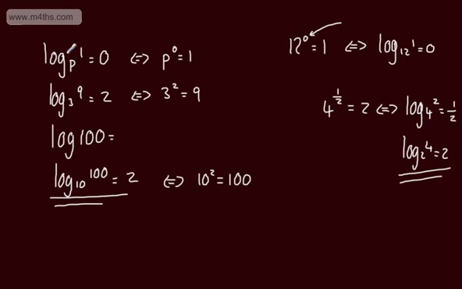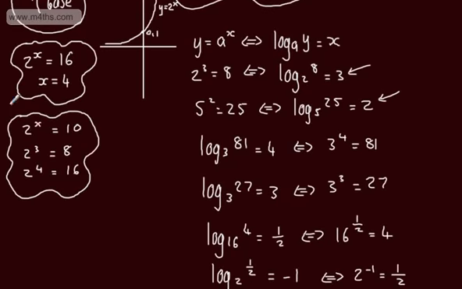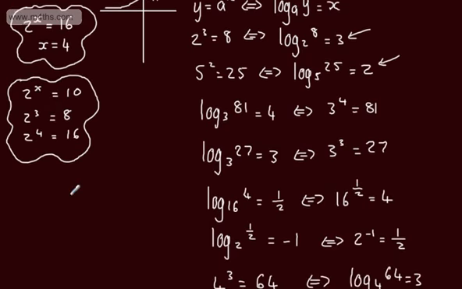So let's go back and see if we can now answer the questions I first set. What we want to do is solve this particular equation. So 2 to the power of x is equal to 10. So we could write now that log to the base 2 of 10 is equal to x. So this now is the log equivalent. We're looking for the power that 2 is raised by to get 10.